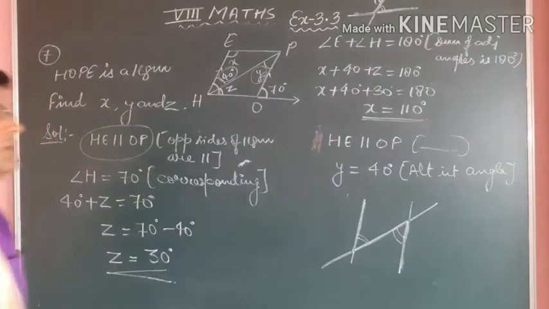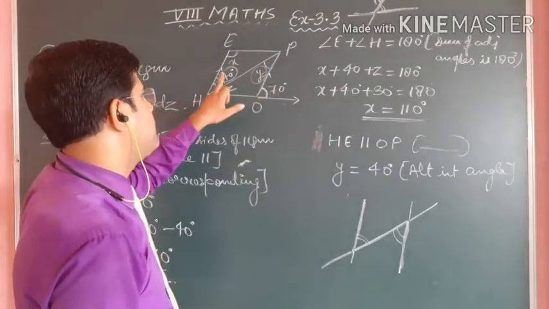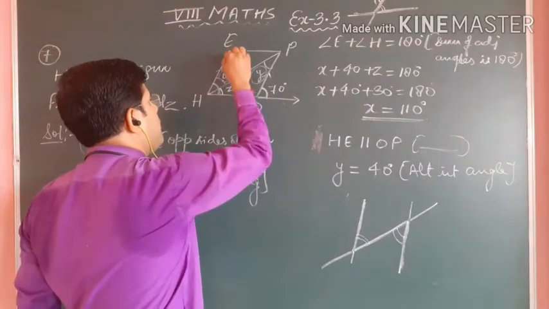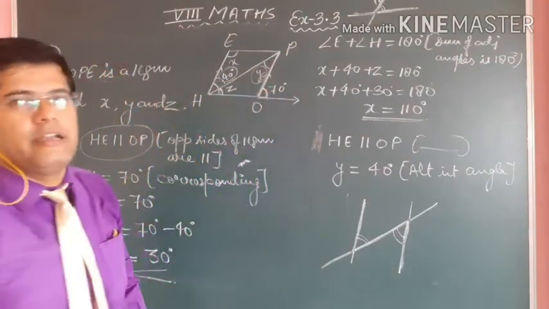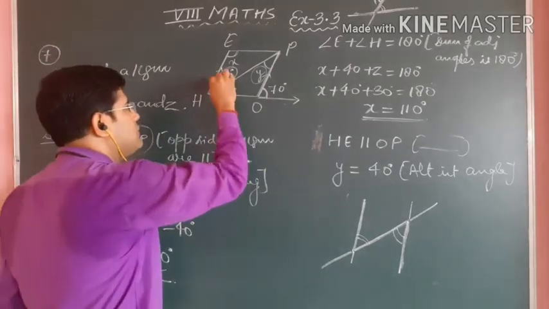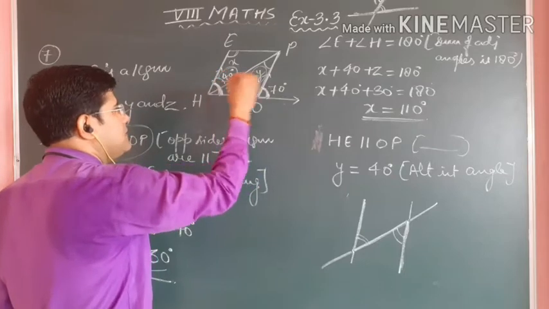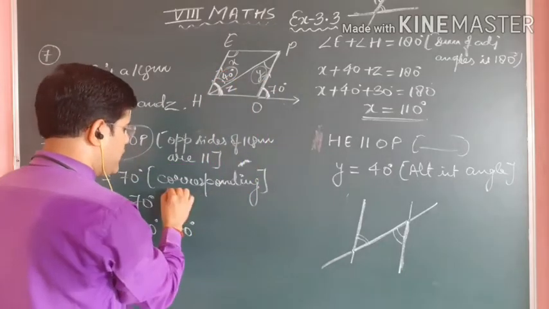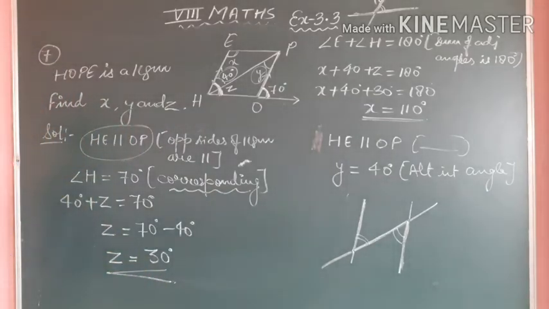Okay students, from that property you can see that Y and 40, these also form Z. So these are alternate interior, and when two sums face at the same direction, that is named as corresponding angles.